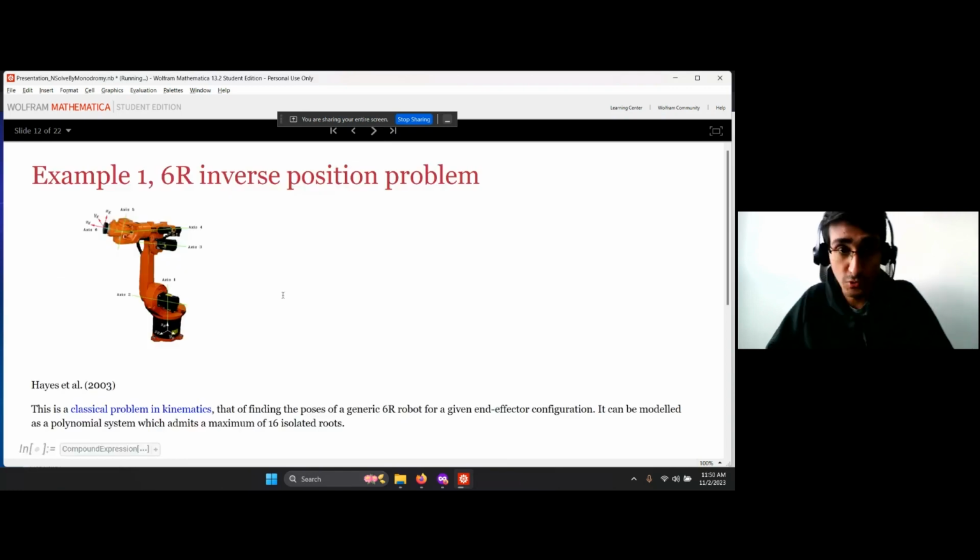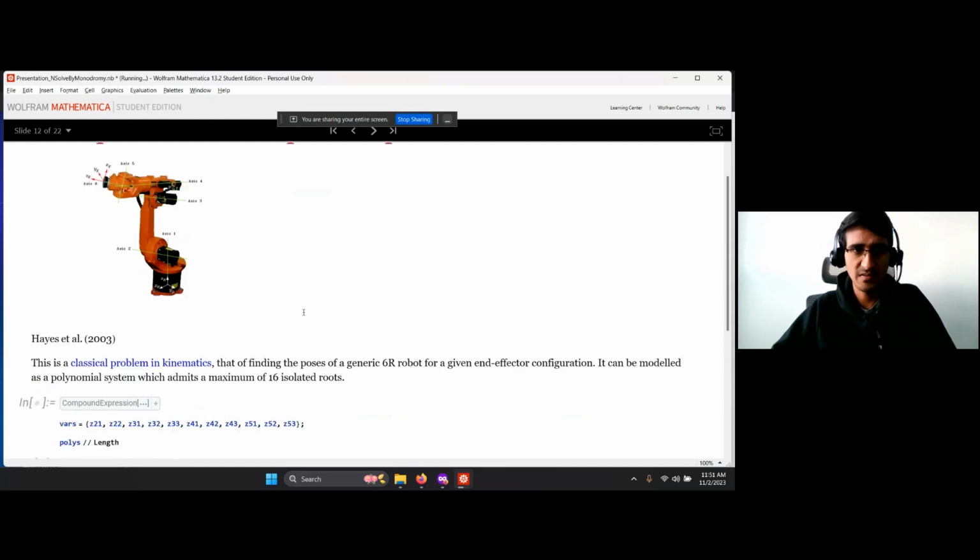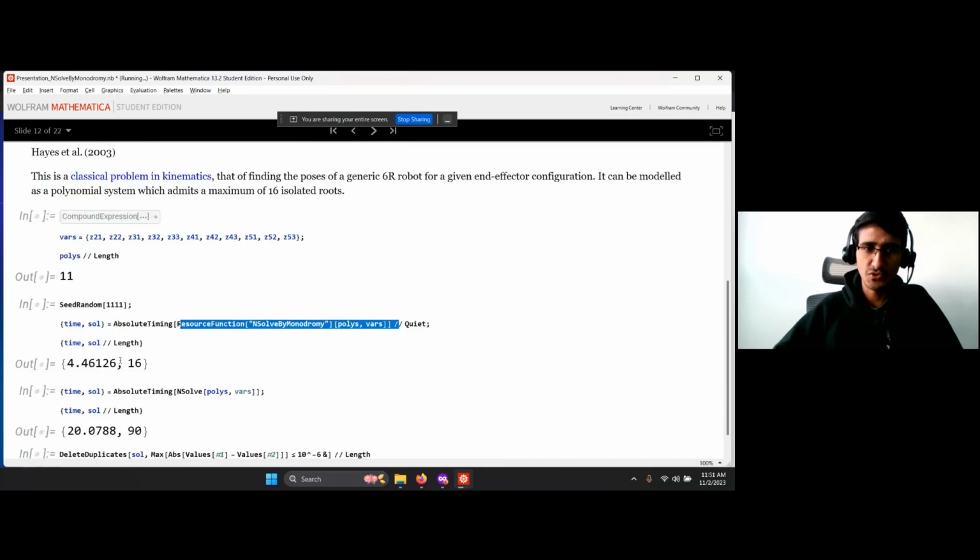I'll show some examples where I use this to effectively solve large systems of equations, not necessarily polynomial systems. This is an example of a 6R inverse kinematics problem. Let's say you have this robot, and you are given an end effector position, and you want to figure out what inputs would get you to this end effector position. This is a classical problem. It's an 11-dimensional system, and we show how NSolve by Monodromy can be used to solve for all the roots of this system in about 4 seconds. It has only 16 roots, and we find them all.